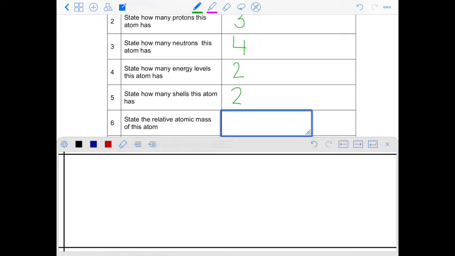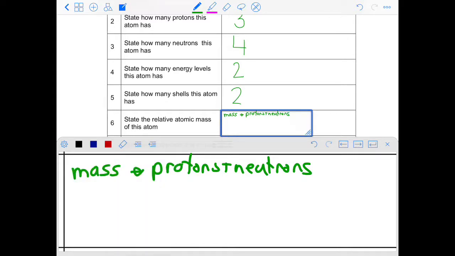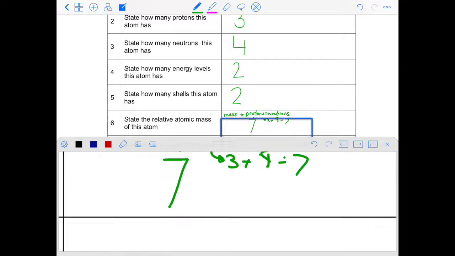The relative atomic mass of this atom. This is a question that you might have struggled with, but remember how we said that the mass is only in the protons and the neutrons. Because you're not going to notice that one more or less grain of sand on that football. You're not going to notice that mass compared to the mass of the football. So it's the protons and the neutrons. So the relative atomic mass is 7 because we had 3 protons plus 4 neutrons is 7.